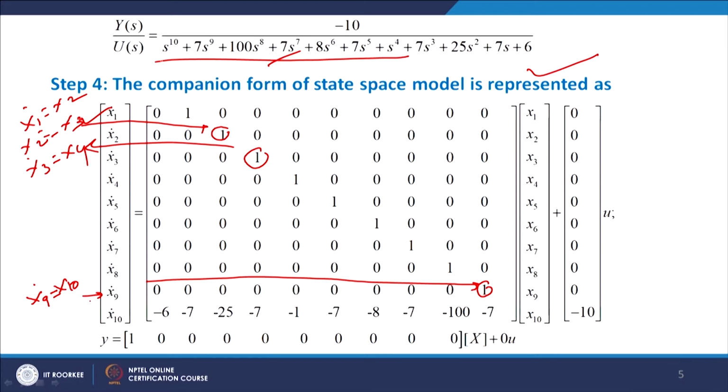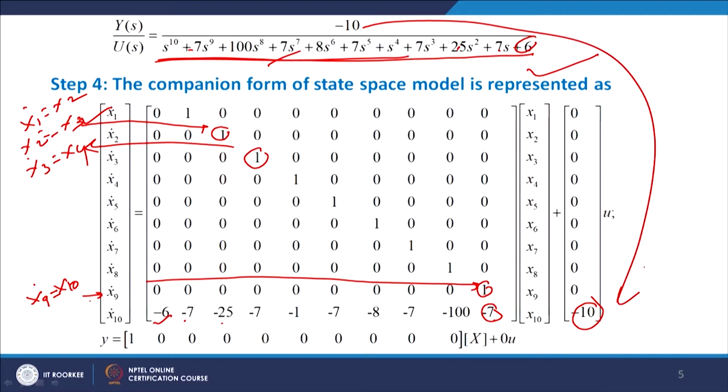And about the denominator, we have to write it down in reverse order. Here this is 6, minus 6, 7, minus 7, minus 25, minus 25, and lastly this element is minus 7, and this B matrix is 0 0 0 0 minus 10. So, this minus 10 appeared here.